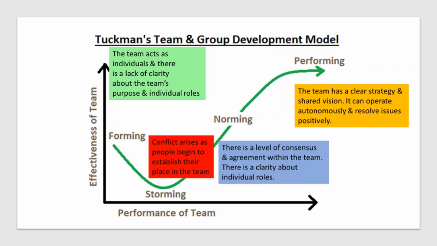And I did mention in the model that you can regress. For example, if you've got 2 or 3 new members in a team, it can change things quite dramatically, and you can go back to square one or wherever you need, or perhaps even a stage before. So the model is linear in a sense, but in another sense you can regress through a variety of circumstances.